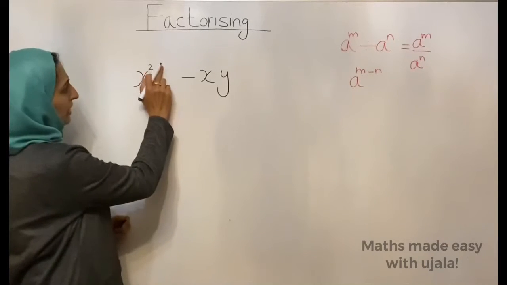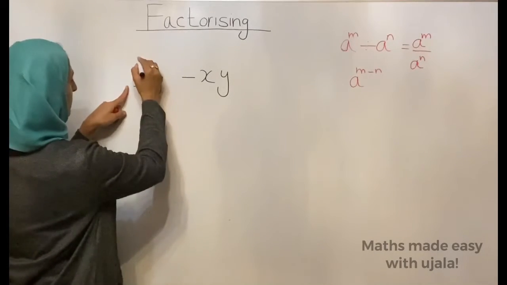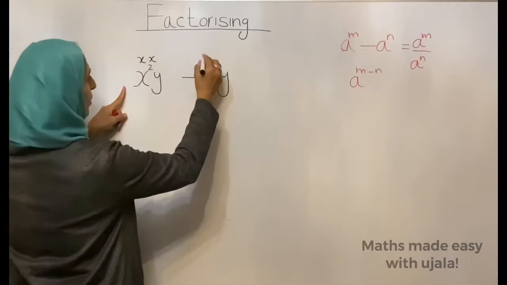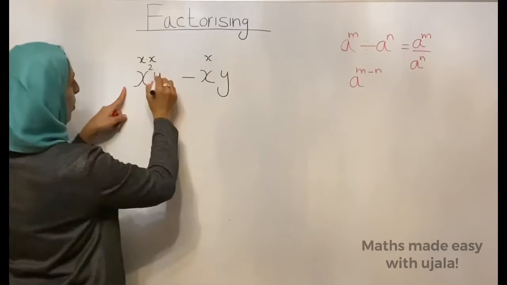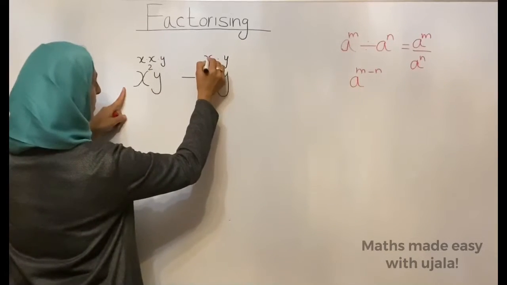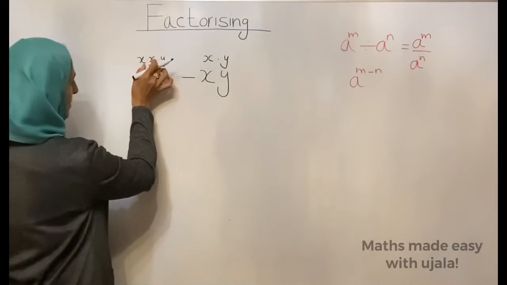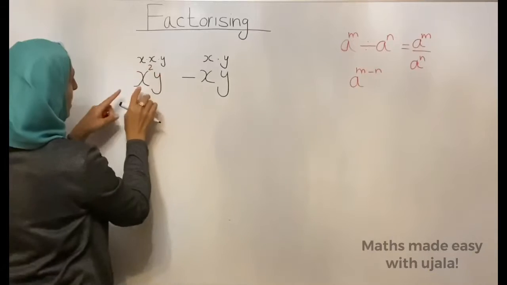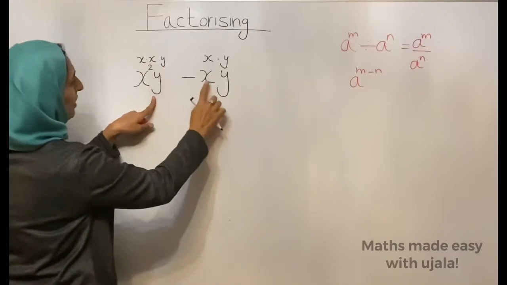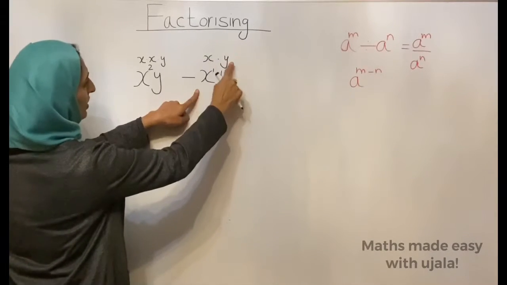I've got x square in this term and x in the other term. X square means I've got 2 x's. And x means I've got only one x. Y, if I write in small terms, so it means if I read it by the numbers, then x square means x is 2 times and y is 1 time. By these exponents, it got 1 and 1, so x1, y1.